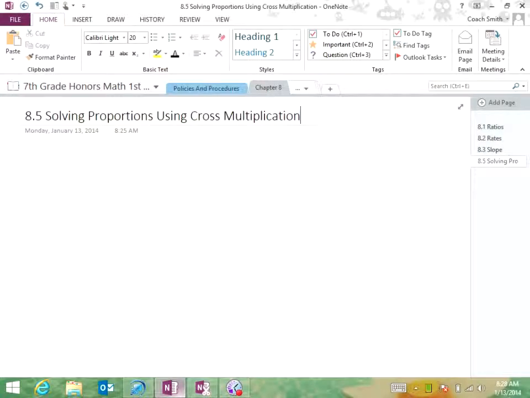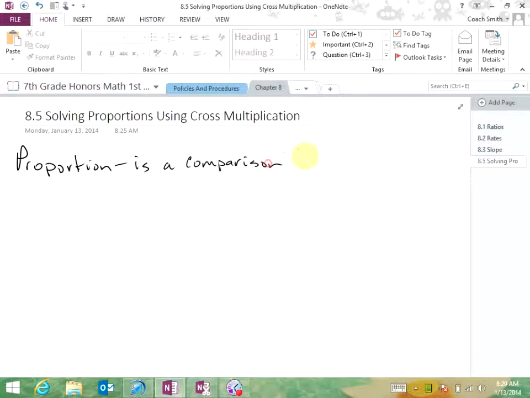All right. Let's talk about proportions. A proportion is a comparison of two equivalent ratios.